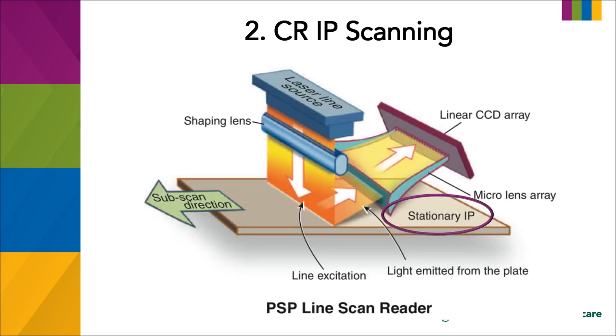And here's a picture of the stationary imaging plate in the entire line scan reader, where the laser comes down and strikes the entire line on the plate. And we're going to have the PSL that's emitted and coming up to the CCD, where it's going to be converted to an electronic signal.